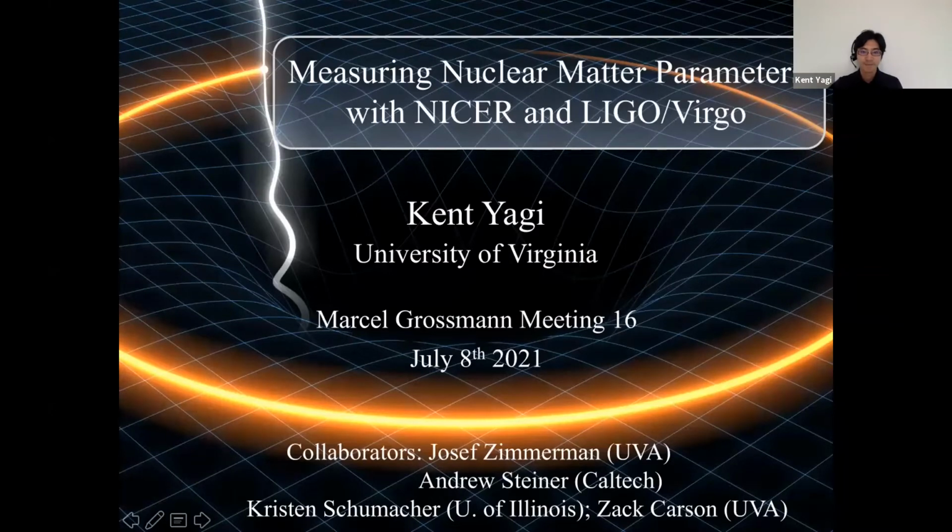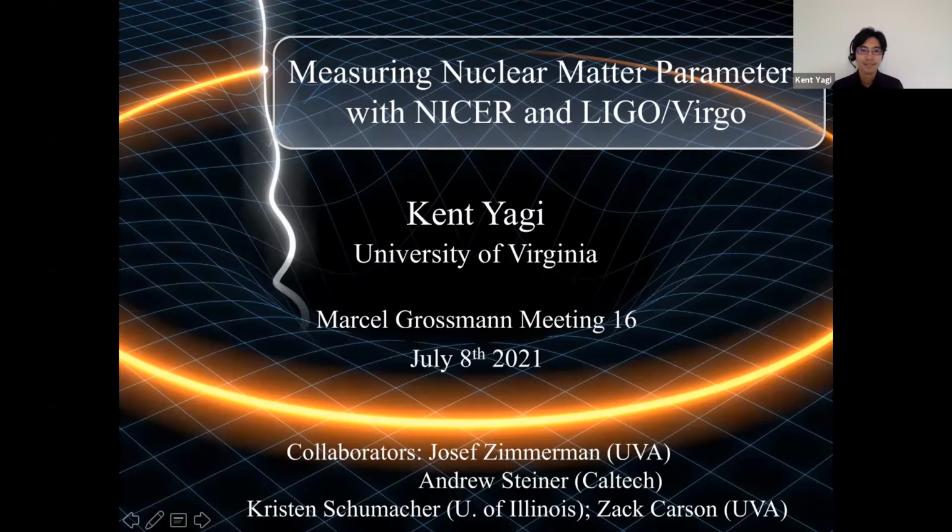First, I would like to thank the chair for inviting me to this very interesting session. Today I would like to explain how we can use recent NICER and LIGO-Virgo collaboration measurements of neutron stars to measure some of the nuclear matter parameters. My talk is based on some of the papers that I wrote together with these collaborators.